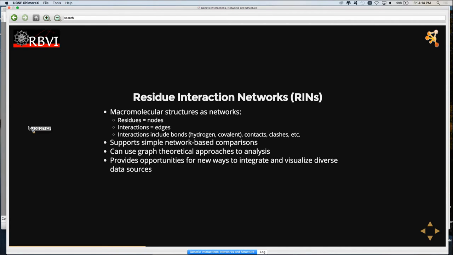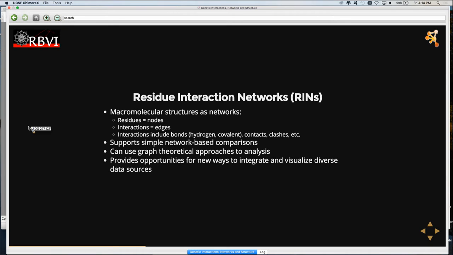We can also use graph theoretic approaches, which is really nice. So I can look for centralities in these networks. I can look for hubs. I can look for other interesting aspects when I'm looking at this from a network perspective.